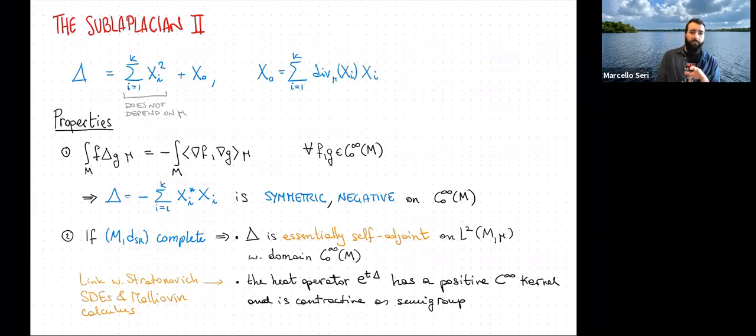Let me make a stop here. What does it mean to be essentially self-adjoint? If you go back to one of the first slides, I told you that boundary conditions are the way you tell how your system interacts with the environment. So if your manifold has a boundary, or if your domain has a boundary, it tells you what happens when you cross over. So how the waves interact with the exterior world.